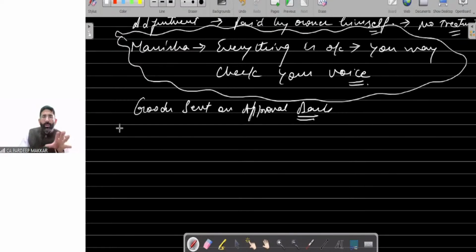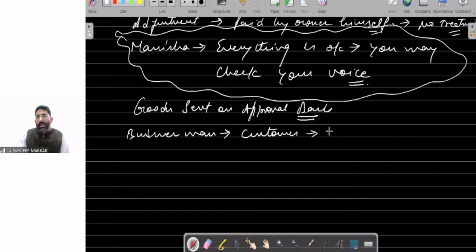So this is also a good thing. Goods sent on approval basis. That means goods are sent by the businessman to its customers on approval basis. Means these are sent to the customer, or you may say sold to the customer, but with the benefit given to the customer that if he is not interested to purchase it, if he is not interested to continue with it, he may give it back to us, he may return it back to us within a particular period.